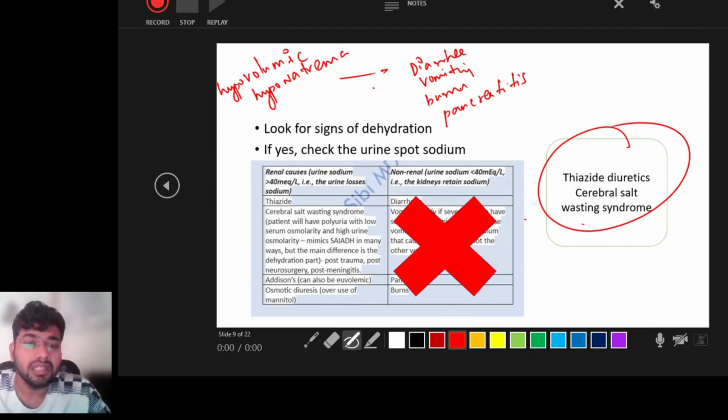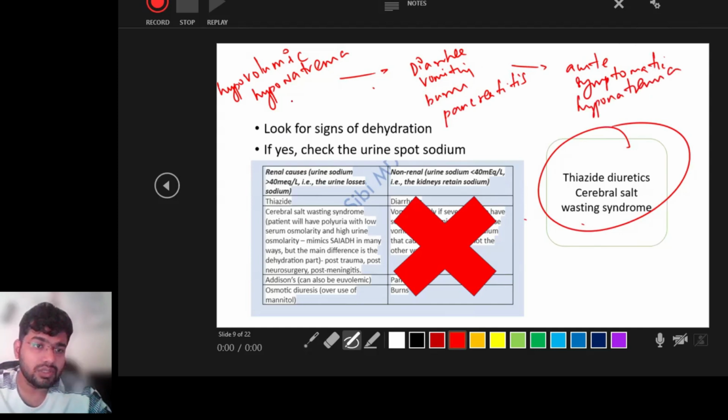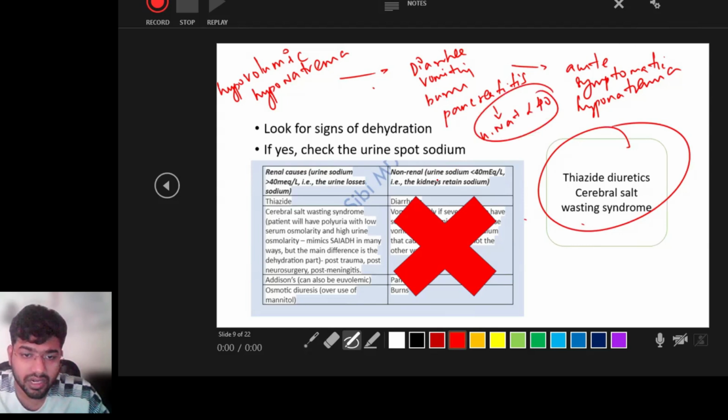But remember, I have never seen these conditions causing acute symptomatic hyponatremia in a medicine setting. But you have to keep it in mind. Since the sodium is lost here via loose stools, vomiting, burns and pancreatitis, there is no net excretion of sodium in the urine. Hence, in these conditions, urine sodium will be less than 40, as they have already mentioned here.